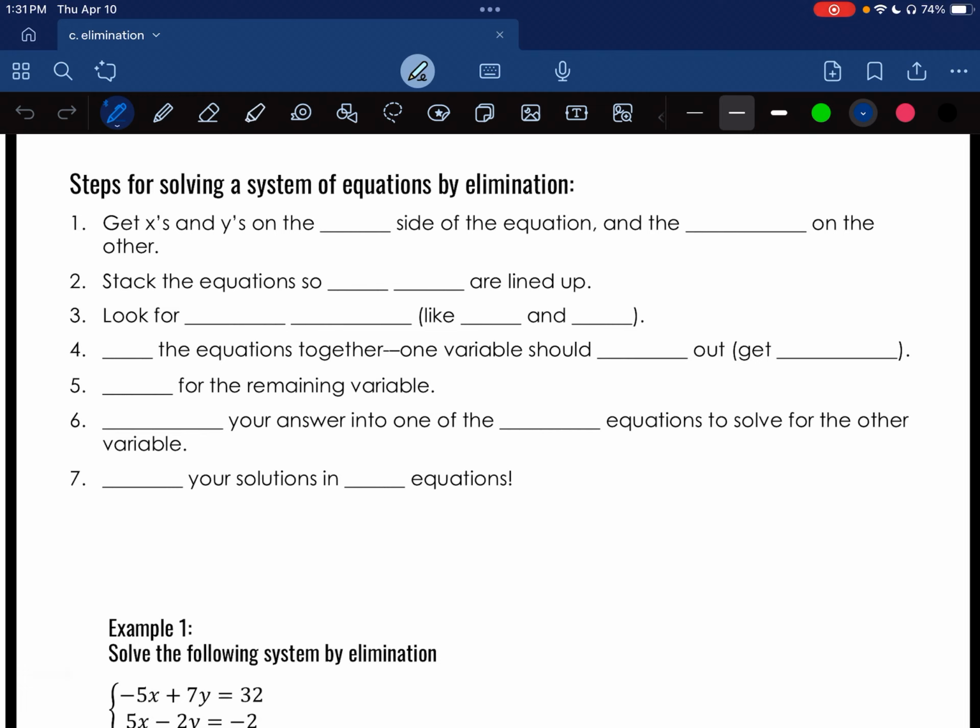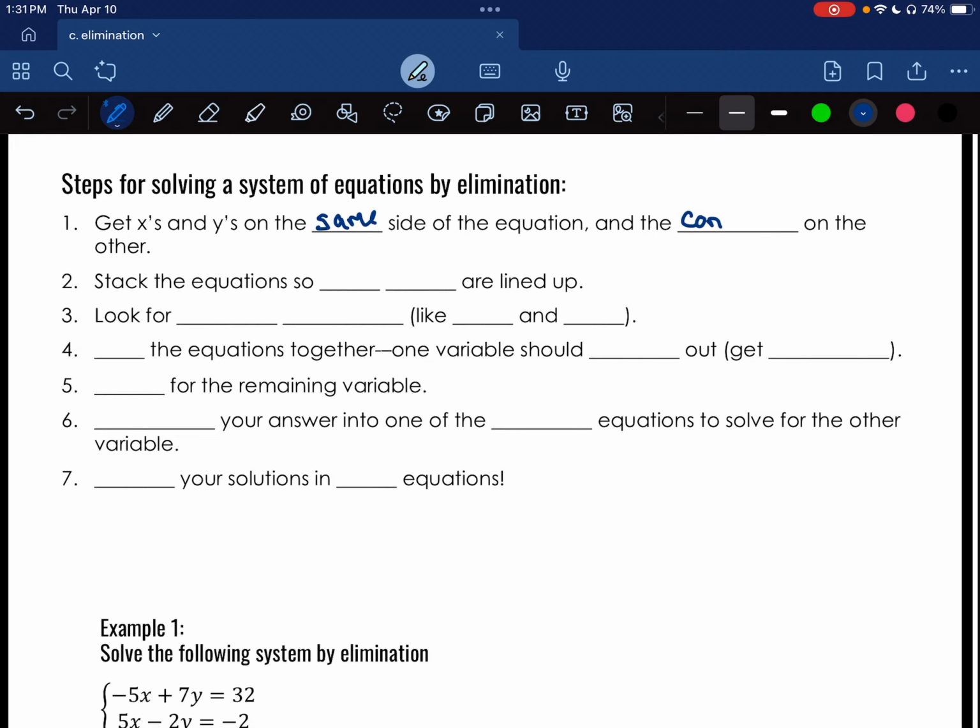All right, so what is going on here? Steps for solving a system by elimination. We're going to get x's and y's on the same side of the equation and the constants, the numbers, on the other. Technically this is the standard form, if you remember talking about that. It's a little bonus nugget. Then we're going to stack the equations so that opposite variables are lined up.